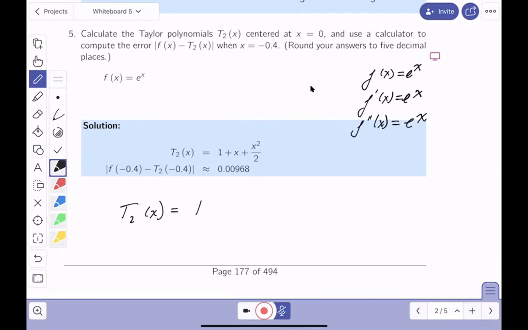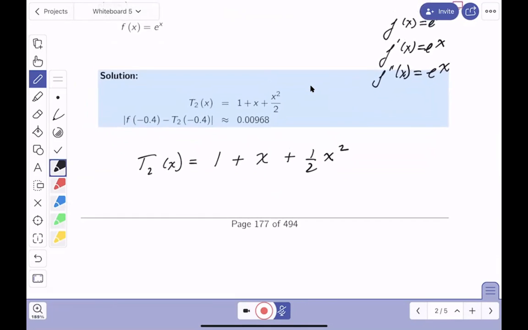So what's f of 0? 1. Plus 1 times x, plus, well, let's see, that's going to be 1 divided by 2 factorial, 1/2 x squared. That's T2.